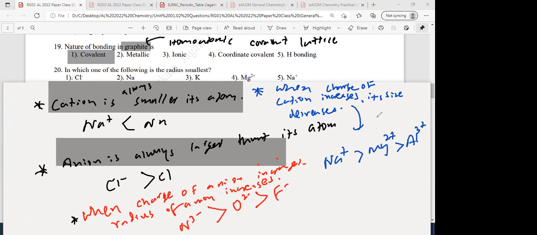Of cation. It is valid for cation, not for the anion. Very important. The other one is valid for the anion. Anion and cation, highlight if you want. Is that clear, everyone? These four points are very important. But when you compare this, they should belong to the same period. Otherwise, you have to consider the number of shells also.